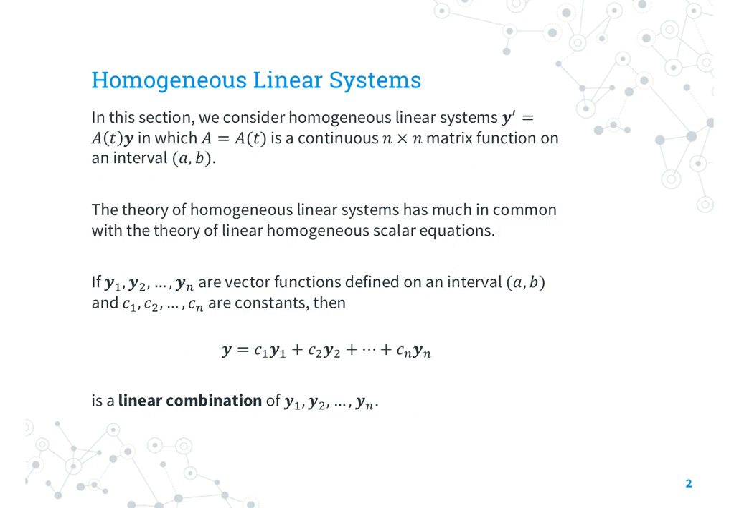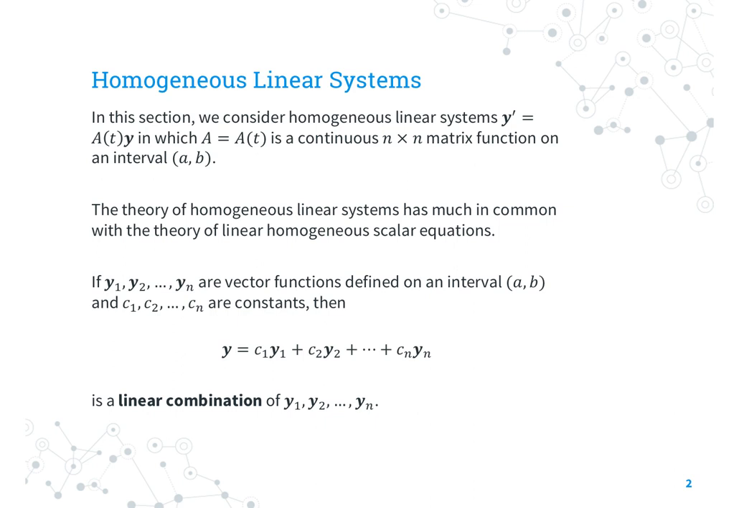in which A = A(t) is a continuous n by n matrix function on an interval (a, b). The theory of homogeneous linear systems has much in common with the theory of linear homogeneous scalar equations. So we're going to find a lot of commonality.